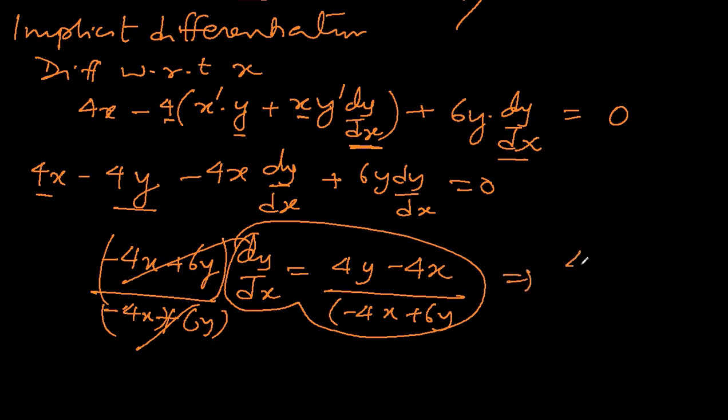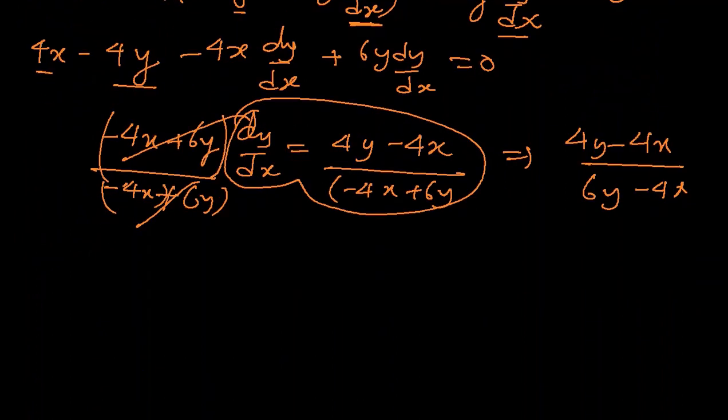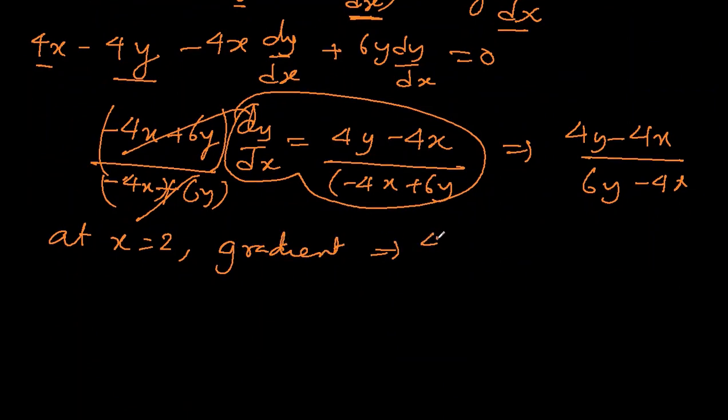Let me write it cleanly. 4y minus 4x, and in the denominator I will have 6y first because it is positive, minus 4x. This is dy over dx, but they're saying find the gradient of the curve at (2, 1). That means x is equal to 2. So at x equal to 2, gradient, which is dy over dx, is 4 times y, which is 1, minus 4 times x, which is 2, over 6 times 1 minus 4 times 2.